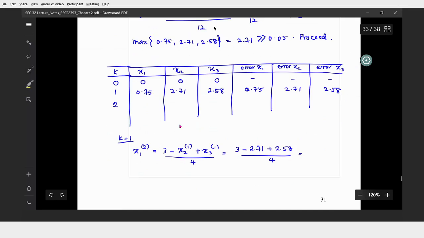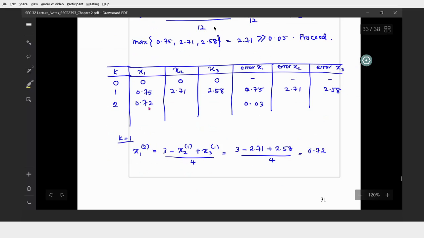Okay, so with that we have 0.72. So you can see, it is easier for you to check the error. You can see from the table, the error is basically the difference between these two, the difference between two consecutive x. So 0.72 minus 0.75, so you can straight away put here, the error is 0.03.